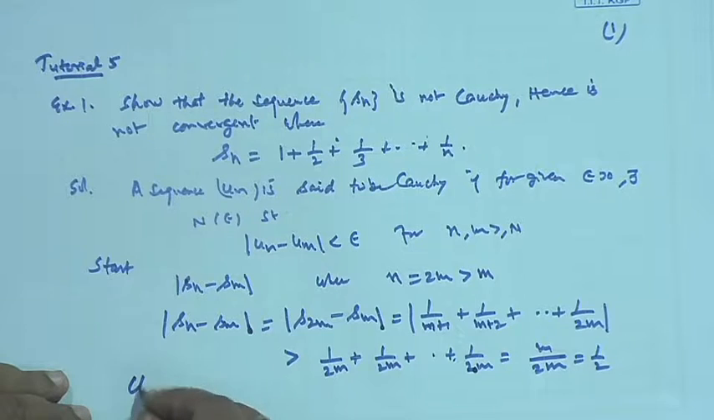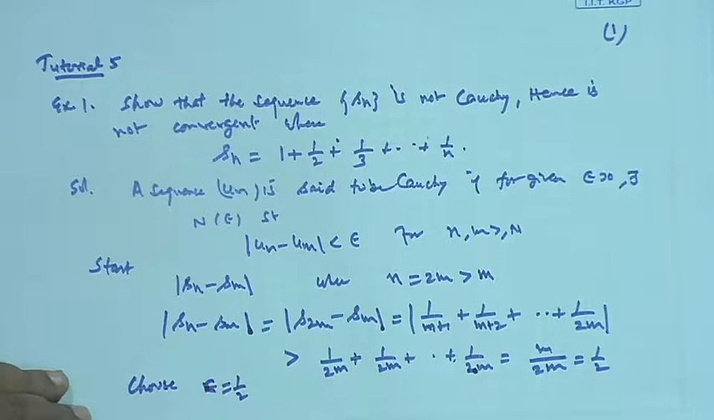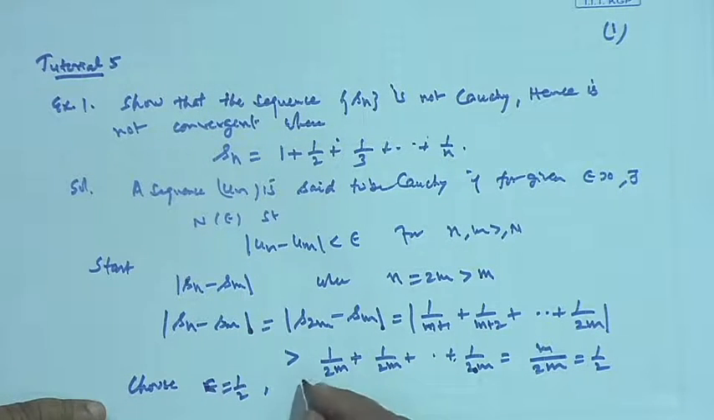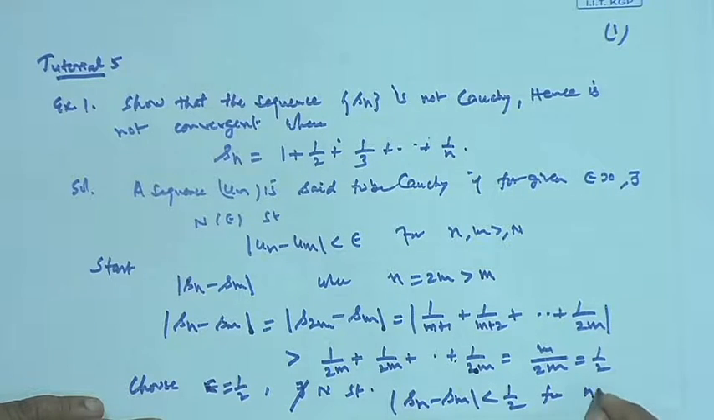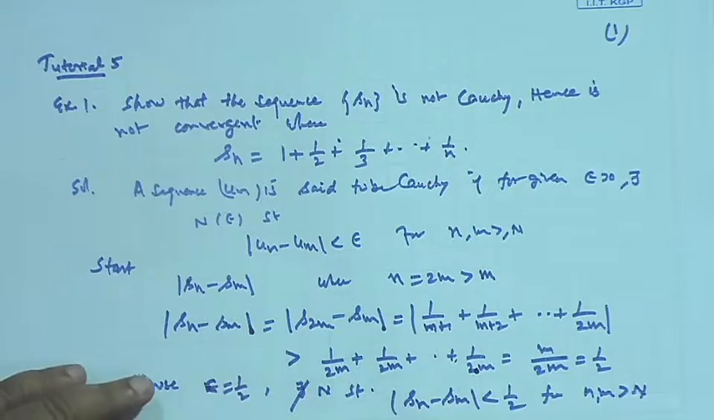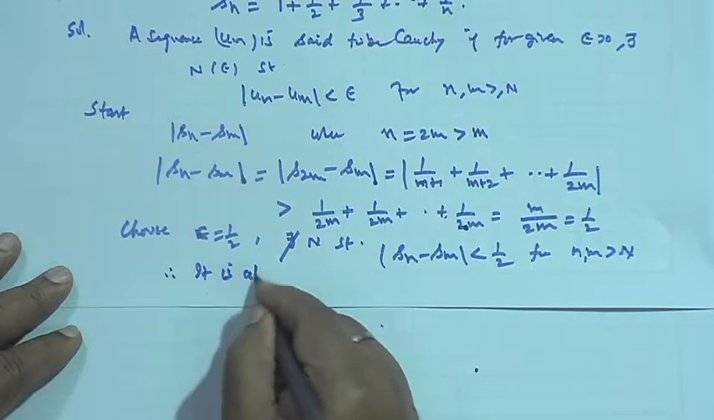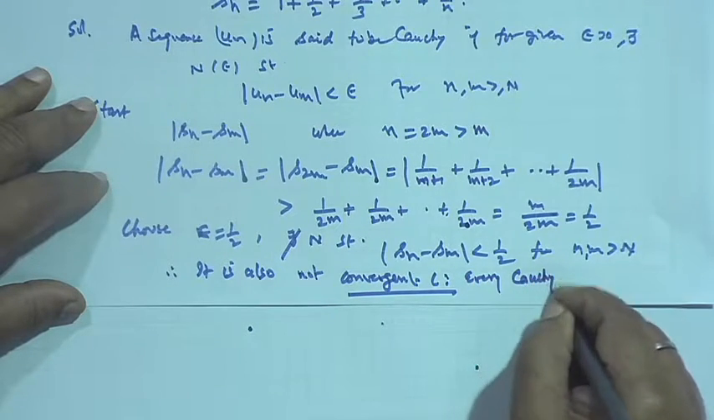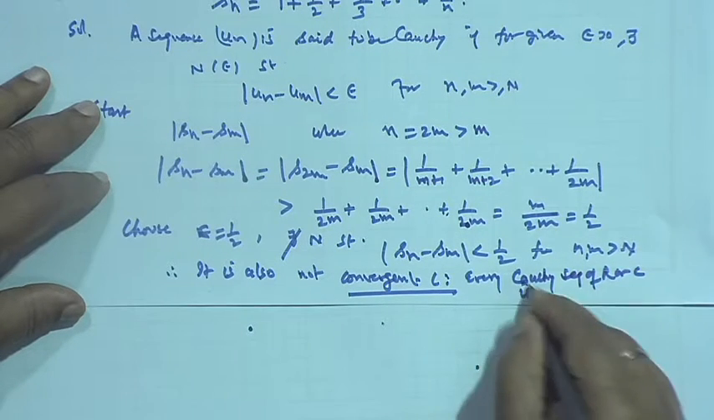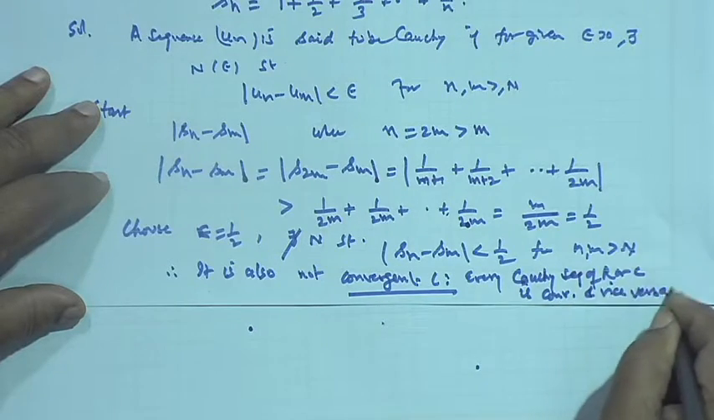So, if we choose epsilon to be half, then we cannot find an N. There does not exist an N such that mod of Sn minus Sm is less than half for all n, m greater than or equal to N. So, this shows it is not a Cauchy sequence. And we know that a sequence of real or complex numbers, if it is Cauchy, then it must be convergent, and vice versa. So, since it is not Cauchy, it is also not convergent. This result we have already discussed.